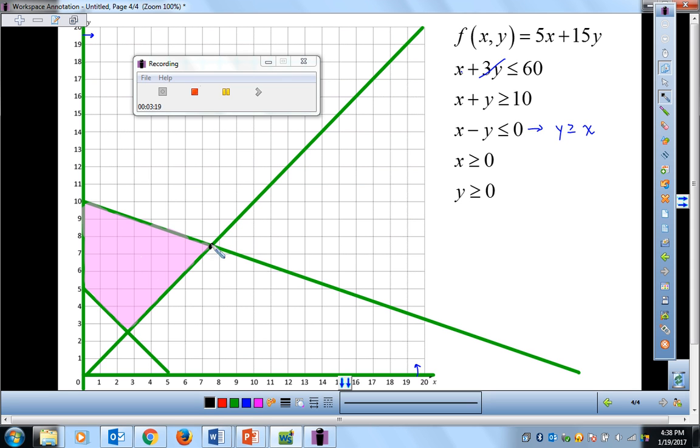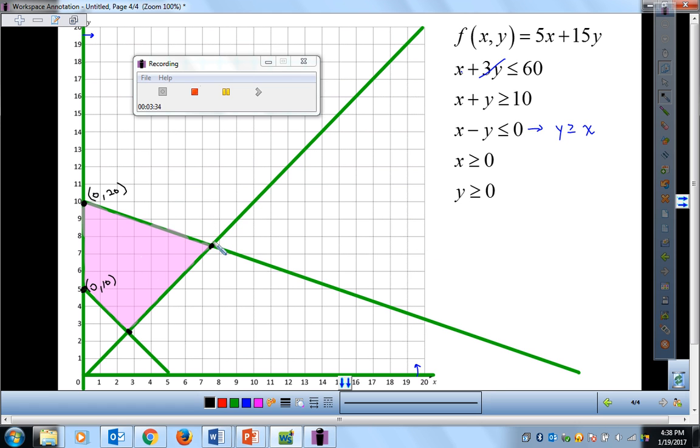So let's start to go ahead and get our corner points. This corner point right here doesn't fall on an axis. This corner point right here doesn't fall on an axis. This does, and so does this one. Again, remember our scale is by 2. So this ends up being 0, 10, and this ends up being 0, 20.